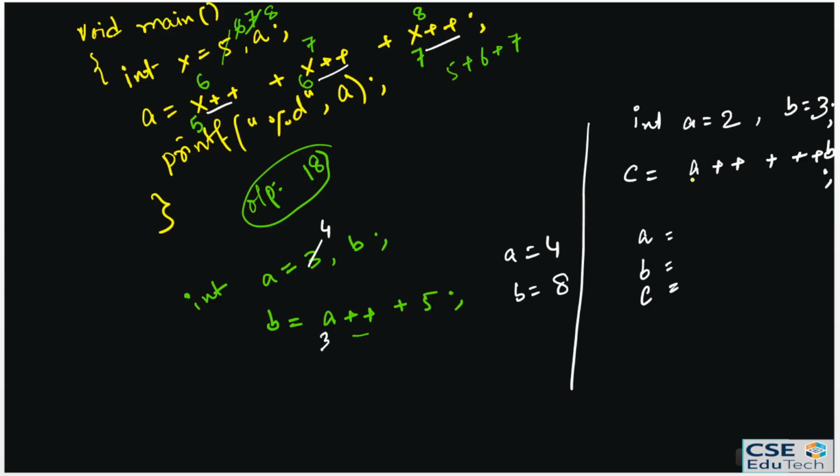So a equal to 2, as it is a post increment, so first use the value, then increment. As it is a pre-increment, first it increments the value to 4 and then it uses the value 4. So now the value of a will be 3, the value of b will be 4, and the value of c will be 4 plus 2, that is 6. Clear?